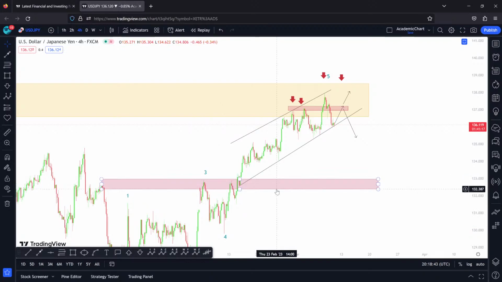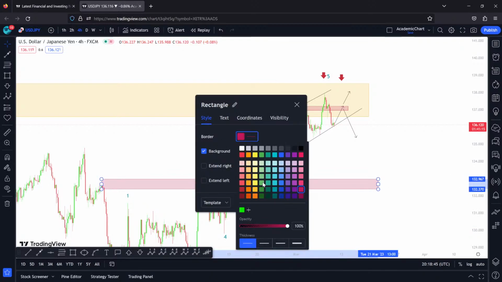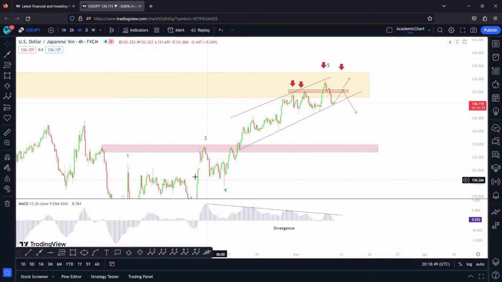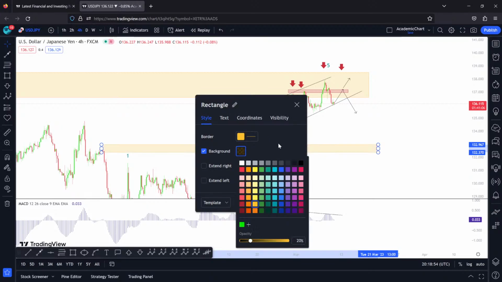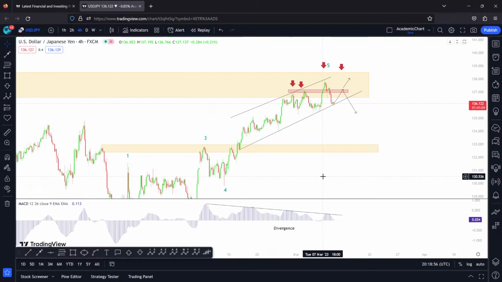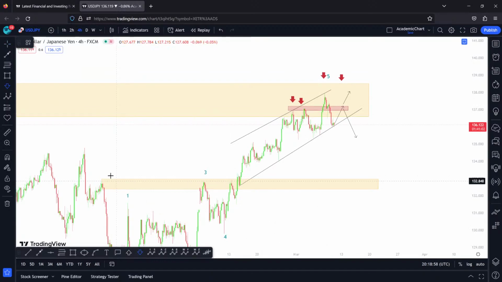So now I can again breathe. So let's bring the color back to my original color for support and resistance zones. Okay, now I can draw more arrows.